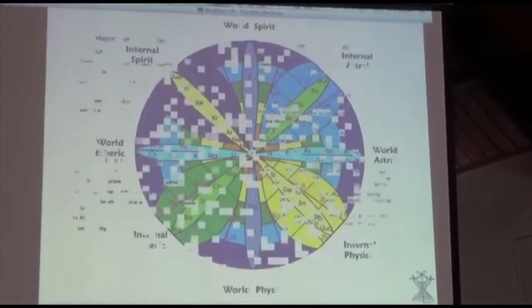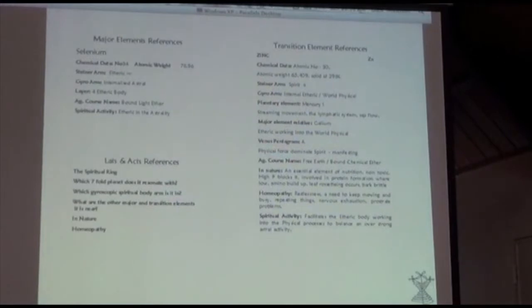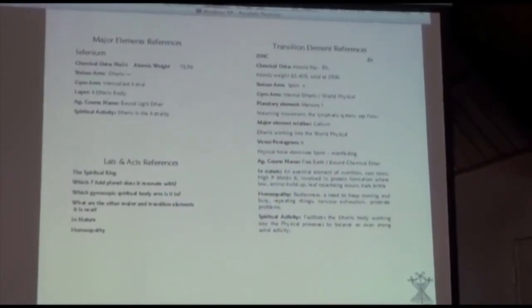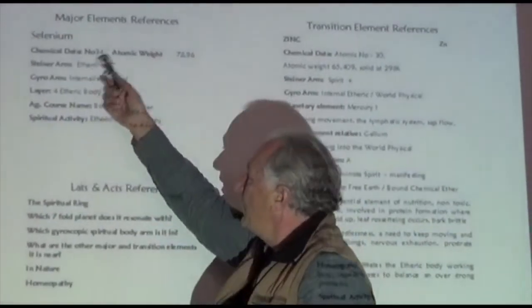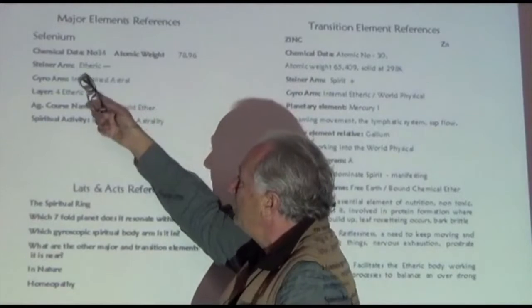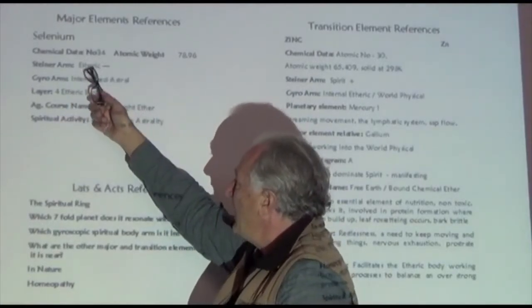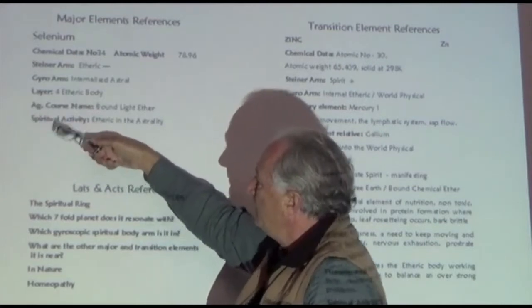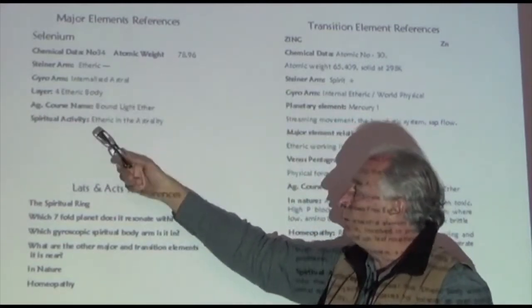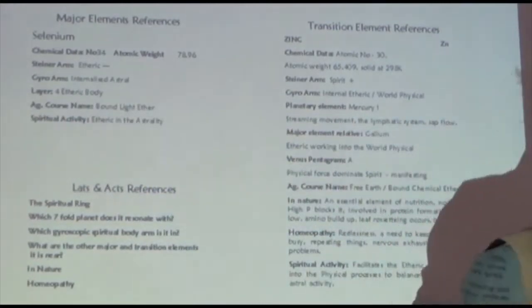Now, this is just a process that I've done where you then just line up all your reference systems. And so for the major elements, we've got all the scientific data that we can accumulate. We can identify Steiner's arm as being etheric, and then the gyroscopic arm layer, the name from the agriculture course, the spiritual activity that's taking place.